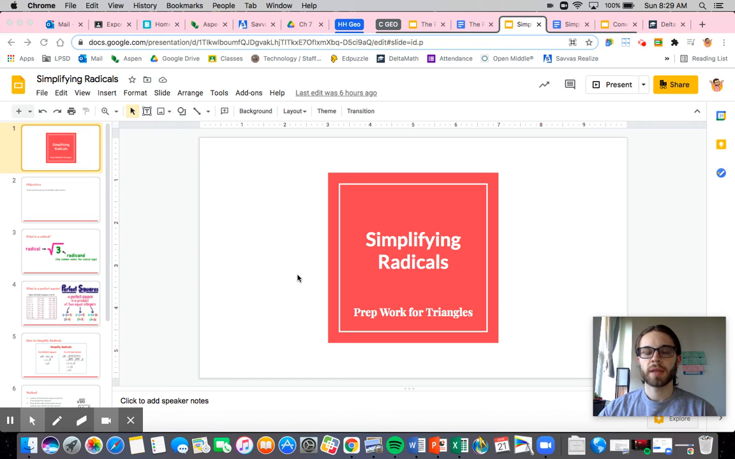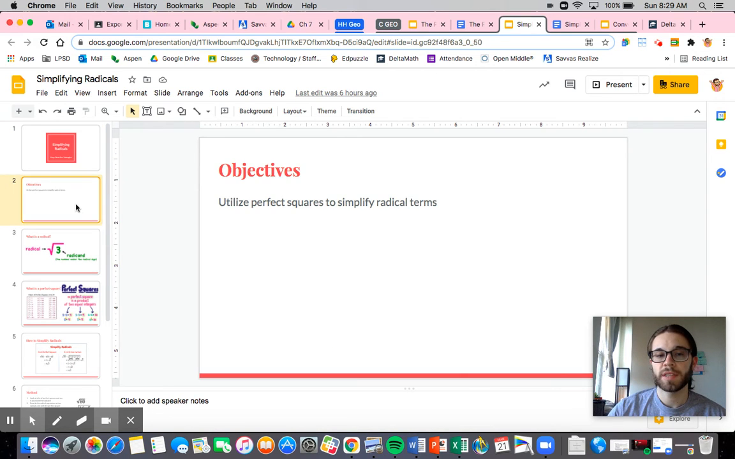Good morning. I just wanted to take a moment to talk a little bit about simplifying radicals. Simplifying radicals is going to be a skill that is going to be extremely useful for us as we go forward in geometry, in particular when we start dealing with a lot more triangles. They come up a lot, and it's a really good skill to have going forward in your math career. So, ultimately, our goal of the day is to utilize perfect squares to be able to simplify radical terms.